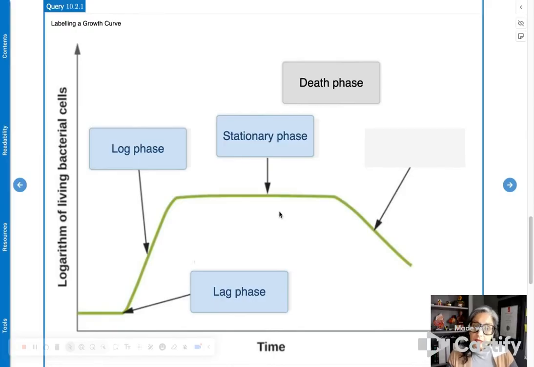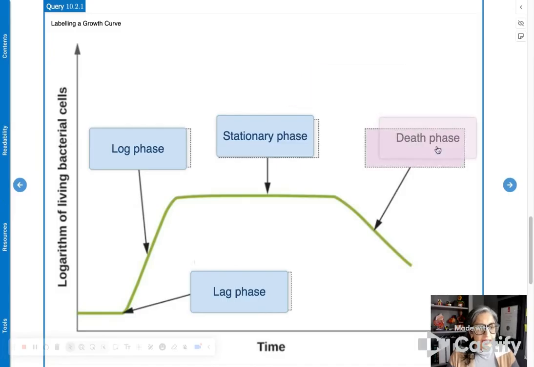So we have a high number of bacteria, but in a very small surface area. Remember, we're talking about a dish. Okay, so there's a bit of overcrowding happening. There's a lot of waste still being produced, not enough nutrients for all the bacteria. So they begin to start dying at a rapid rate when they hit the death phase or the decline phase.